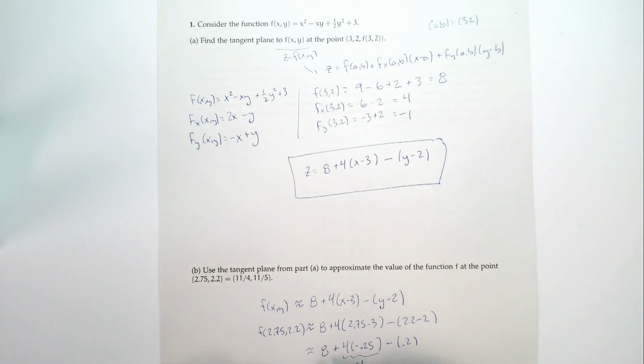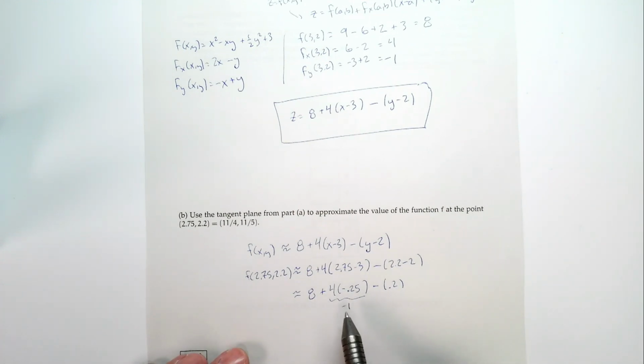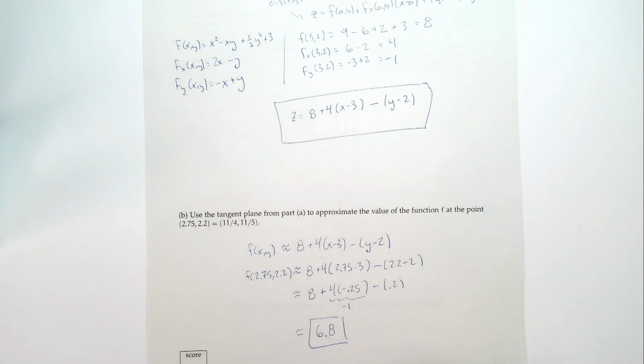So what do we have? We have 7, because that's 8 minus 1, subtract 0.2, and so that would be 6.8. And that would be the answer to number 1. All right, well, that's not so bad. A nice warm-up. Let's go to number 2.